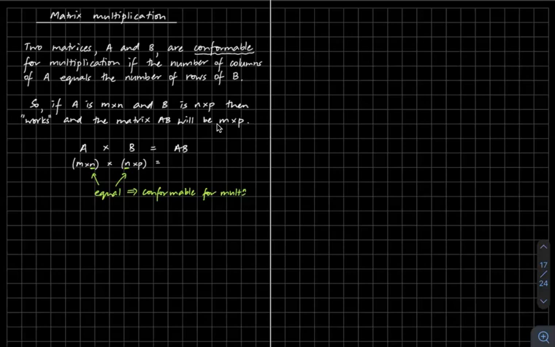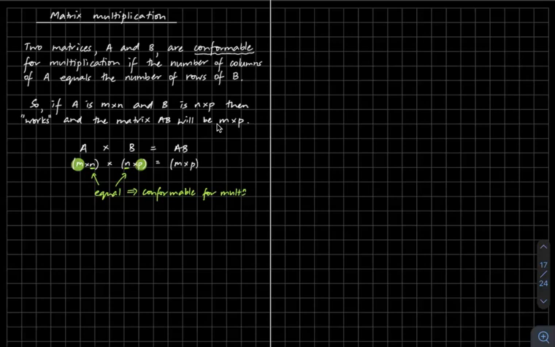But the thing then that tells us what the order of the product will be is the other two numbers. So the number of rows here will be the number of rows in the product, and the number of columns here will be the number of columns in the product. So this will be an M by P matrix.